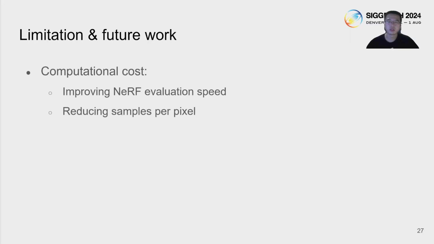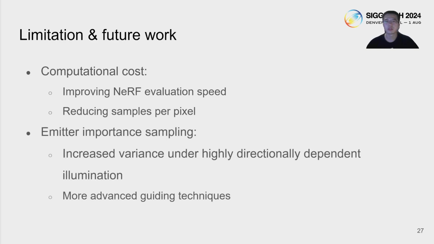For limitation, the main drawback of using a NeRF lighting is the increased computational cost. Accelerating NeRF, however, is an active research topic and can improve our method. Some increase NeRF evaluation speed, and others reduce the samples per pixel. Also, the current emitter importance sampling method does not consider highly directionally dependent illumination. More advanced guiding techniques may solve the problem.